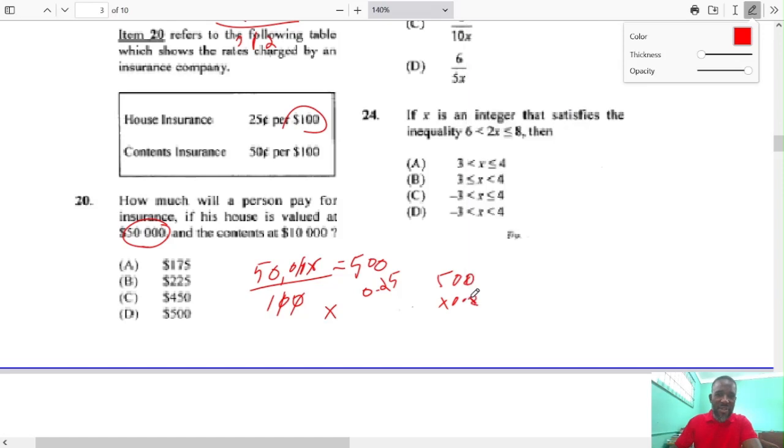So we have 500 times 25. Okay. So basically 5 times 25 is going to give us 75. So therefore 0.25.